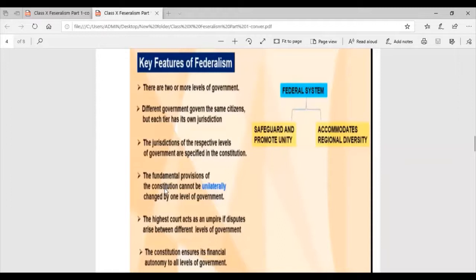Then the fourth point is explaining that the fundamental provisions of the Constitution cannot be unilaterally changed by one level of government. It means the fundamental provisions of the Constitution cannot be changed unilaterally by the union government. It means the union government cannot change the power of the state government without the consent of the parliament and more than half of the states.